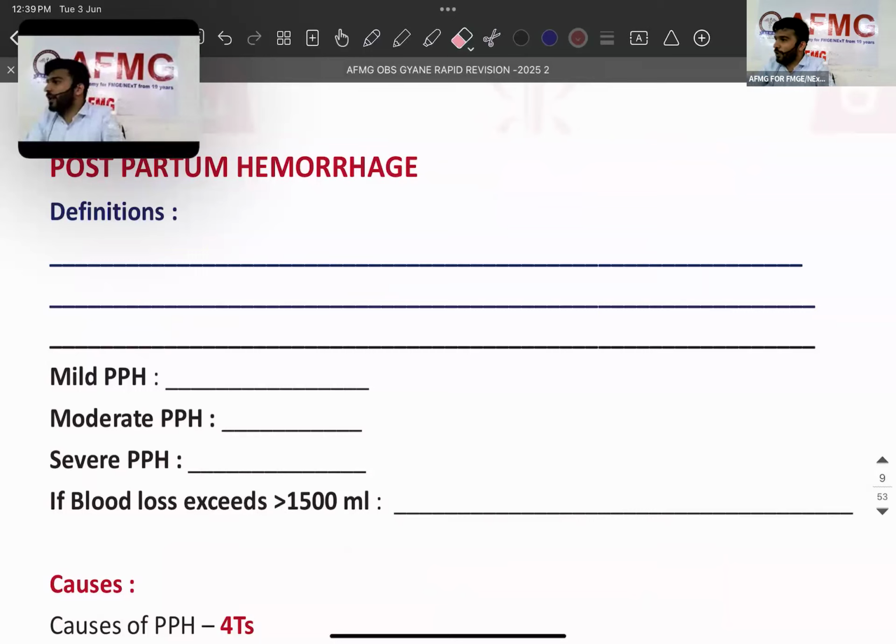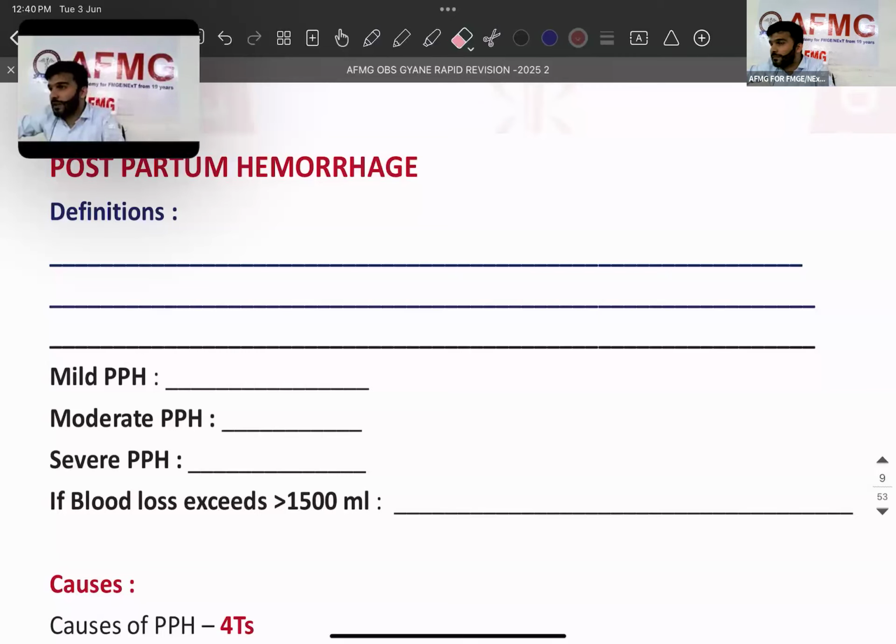Bleeding more than 500 ml in normal vaginal delivery, and in cesarean section more than 1000. Very good. Sir, primary PPH within 24 hours, secondary PPH after 24 hours. Sir, primary PPH most common cause atonic uterus. Secondary PPH most common cause retained placental bits.